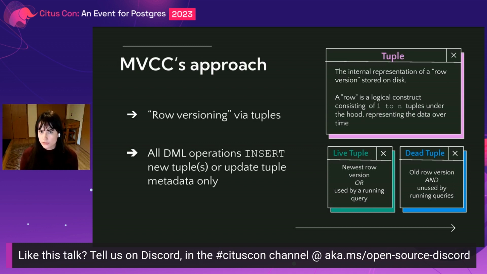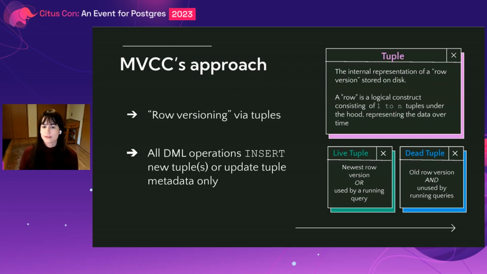We have two types of tuples we talk about, live tuples and dead tuples. A live tuple is the newest version of that row's data, or any older version that's still being used by something. So for example, if you have a 30-minute query, the data may have changed in that time, but the older version is still necessary because that 30-minute query still sees it as a live tuple that's being useful. Whereas a dead tuple is basically everything not covered in that definition. It's an old row version that's not being used by any running processes. So all DML operations, such as insert, update, delete, are actually, under the hood, achieved only by inserting new tuples and updating metadata.